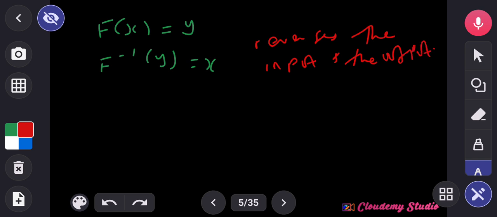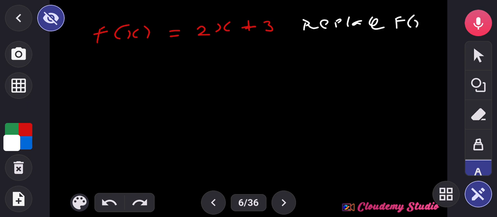Let us take for an example, f of x equals 2x plus 3. How do we solve this? There are steps in solving an inverse function. The first step is that you are going to replace your f of x with y. That's your first step. Replace f of x with y. What are we going to have? We're going to be having y equals 2x plus 3.